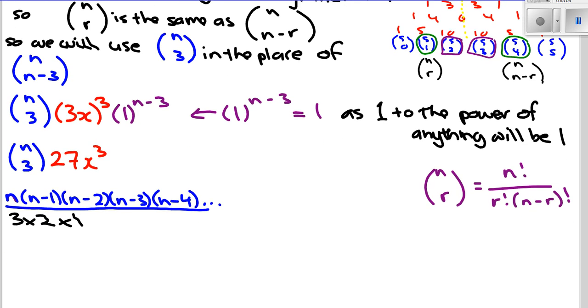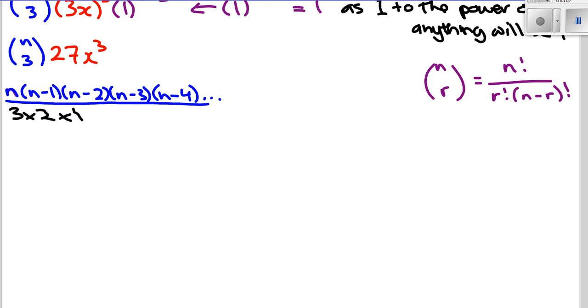Okay, so then the bottom bit, and then you have n minus 3 factorial. Did you have times n minus 3? Yeah. N minus 2. N minus 4 would be the next one, good guess. N minus 5, dot, dot, dot. And then don't forget you've got times 27 x cubed here.